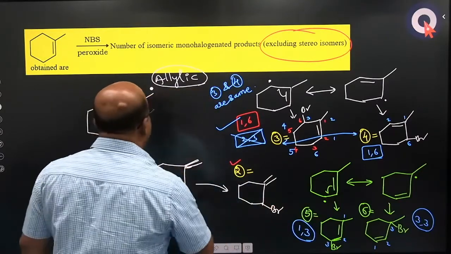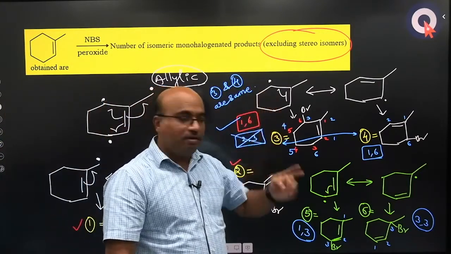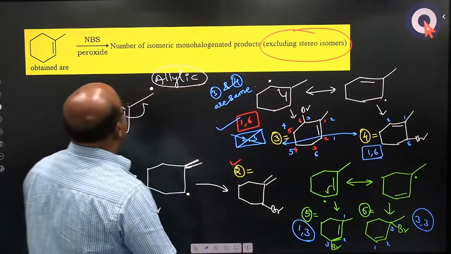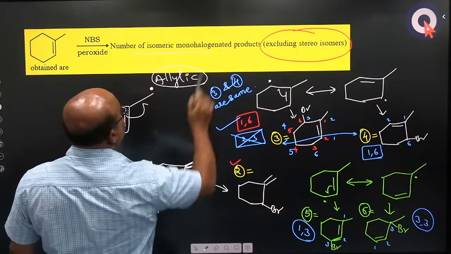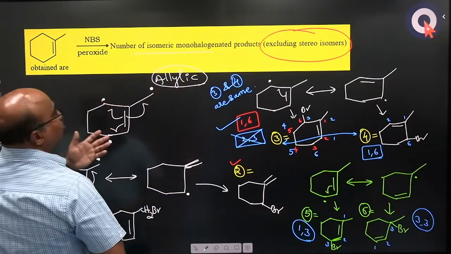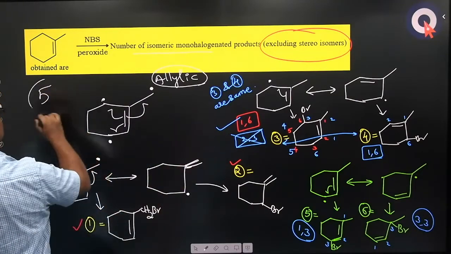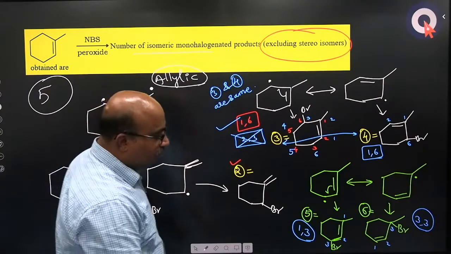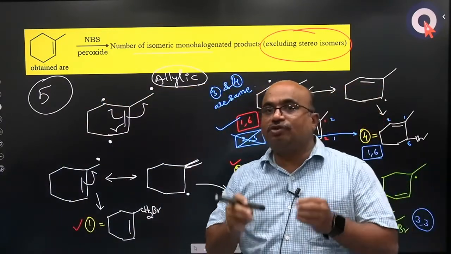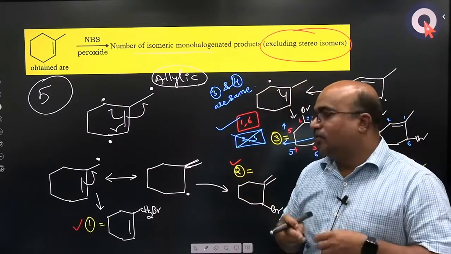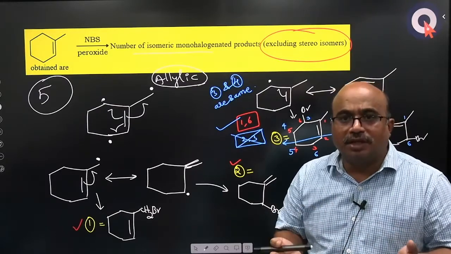So how many exclusive products we have? 1, 2, this 3 and 4 as a single, 3, 5 and 6. So how many products we actually have according to our question? Isomeric monohalogenated also. That is totally 5. That is excluding stereoisomers. So if you include stereoisomers, you will count maybe a geometrical, there may be an optical things.